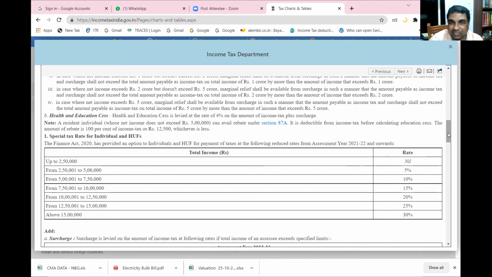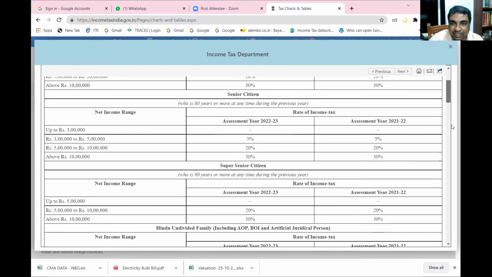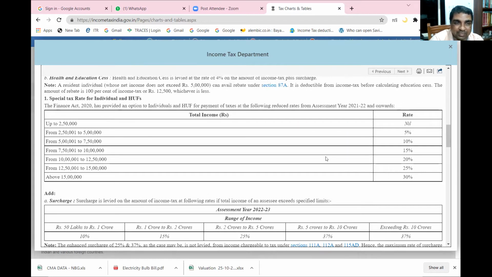If you see the previous slab, it was 5 lakh to 10 lakh. How much? 20%. Are you seeing it? Yes, sir. Okay. But here you see what happens.